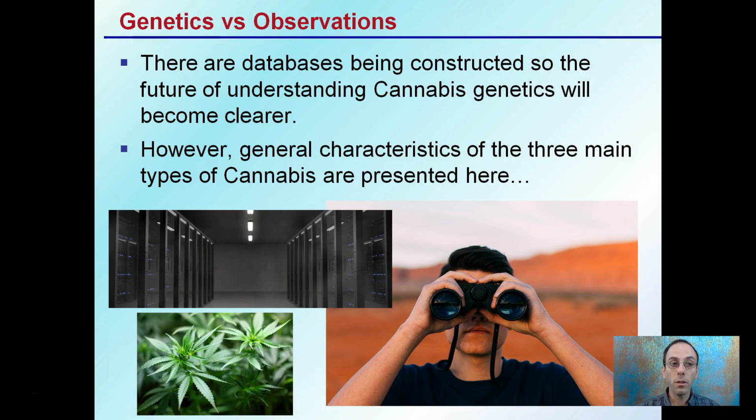Genetics versus observations. There are databases being constructed, so future understanding of cannabis genetics will become clearer. However, general characteristics of the three main types of cannabis will be presented here, along with some concerns of those classifications. But we are starting to pool a greater data set, seeing what we see, and also genetic markers for the cannabis plant.